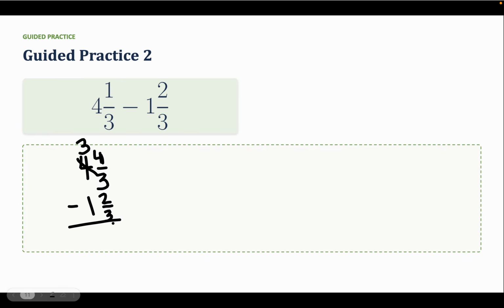So I'm just going to rewrite that there. Now we can subtract. 4/3 minus 2/3 is 2/3. And then 3 minus 1 is 2. So 2 and 2/3. And then as our fraction in lowest terms, yes, it is.